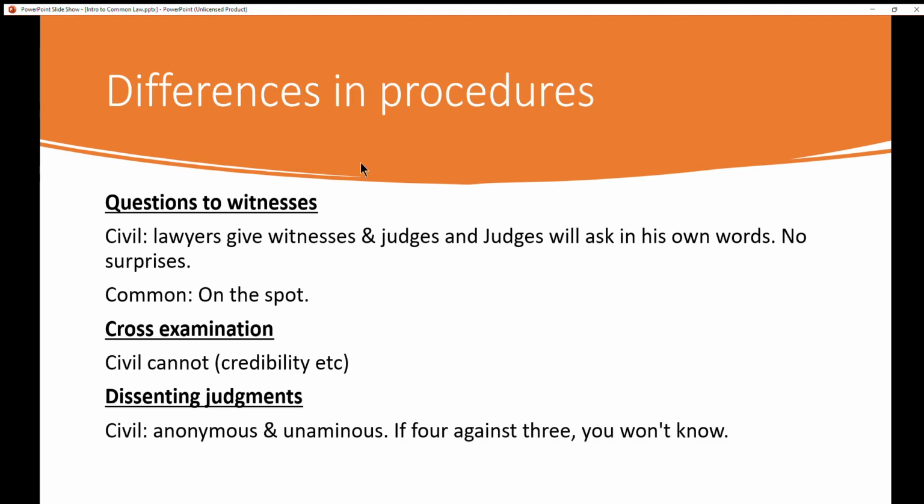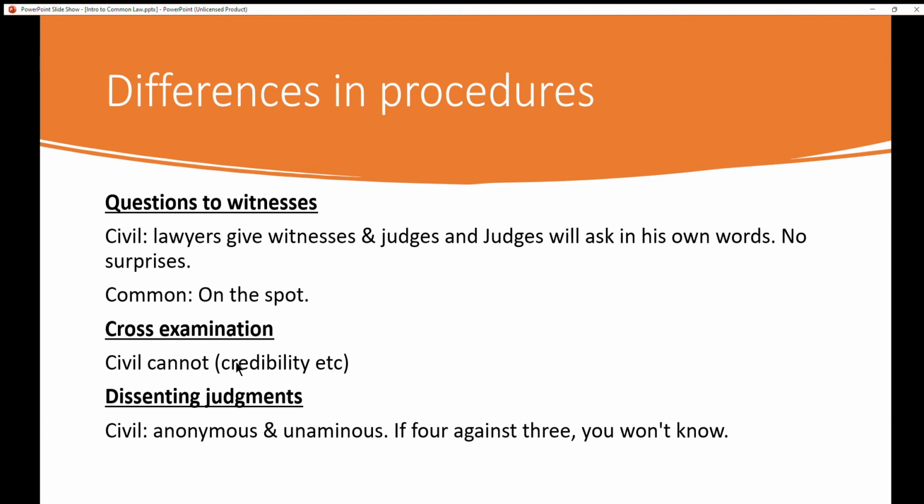Okay, so we have procedures. For example, in civil law, the lawyers will give the witnesses' and the judges their questions, and then the judge will modify them and ask in his own words. So actually it's the judge asking the witnesses. Lawyers don't talk directly to the witness, it all goes through the judge. And no surprises, everybody knows what the question is going to be. Whereas in common law, you don't know what question, you are the witness, you go there, people fire questions at you, you die on the spot. But there's no cross examination in civil law.